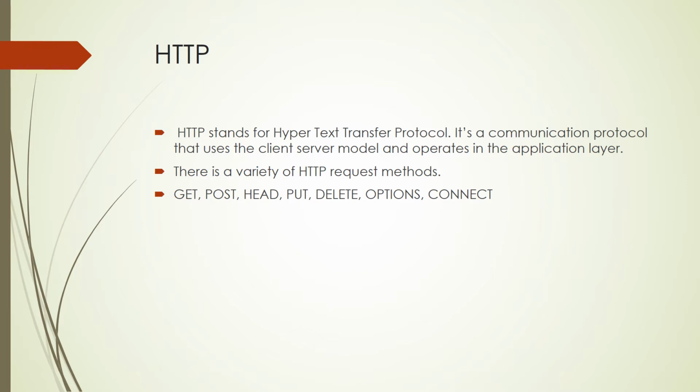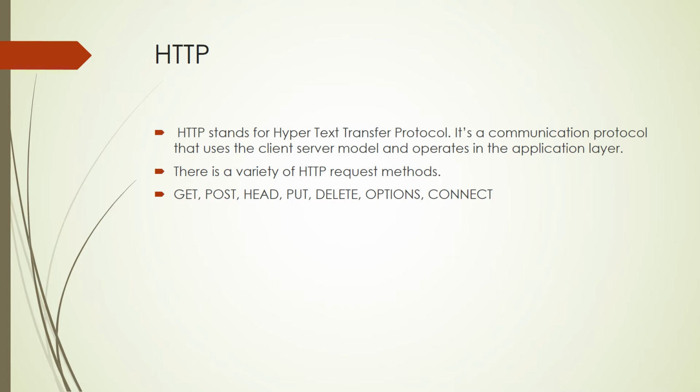There's a variety of HTTP request methods. The two primary ones are GET and POST. GET requests data from a specified source, and POST submits data to be processed to a specified source. GET requests can be cached and remain in browser history, while POST requests are never cached, never make it to the browser history, and cannot be bookmarked. They also have no restrictions on data length.